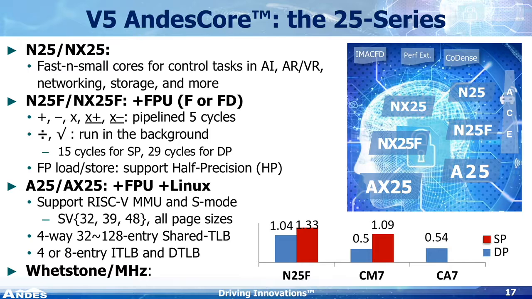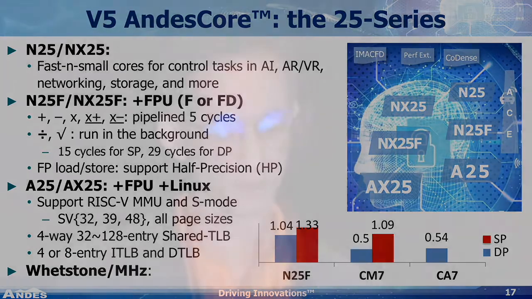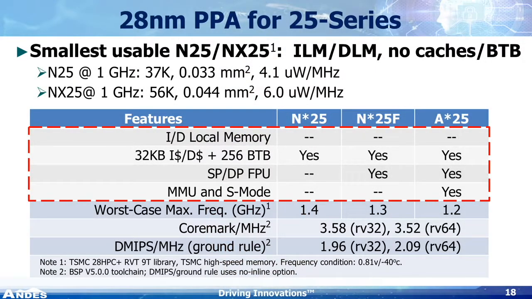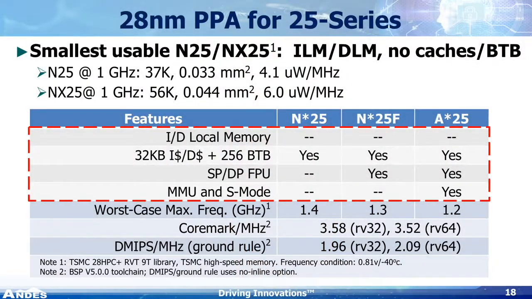So now let's look at some hard data. This is for TSMC 28 nanometer. The smallest usable configuration for N25 and X25 is configured with local memory, no caches, no BTB, which consume more resources. At 1 gigahertz, both can run at 1 gigahertz, and N25F consumes just 37 kgates and 0.033 square millimeters and 4.1 microwatts per megahertz. And the 64-bit version is just a little bit larger and consumes a little bit more power, but it's very compact.